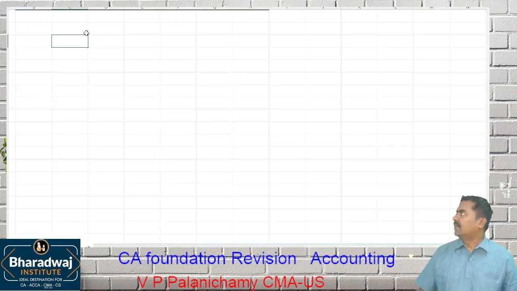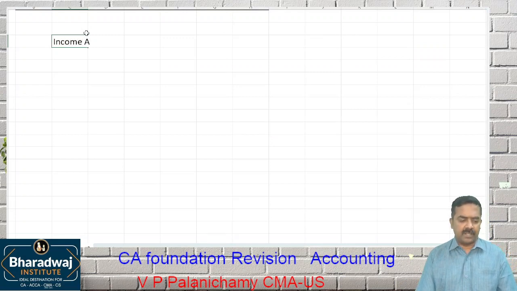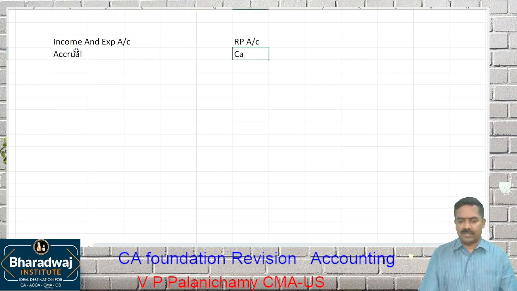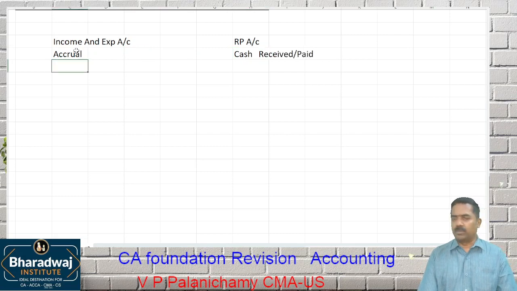Okay, listen, if we are given the income and expenditure account, how to prepare the receipts and payments account? Simple. In the income and expenditure account, what will be given? Accrual will be given. You have to work out which one? Cash. That is, received or paid, you have to work out.